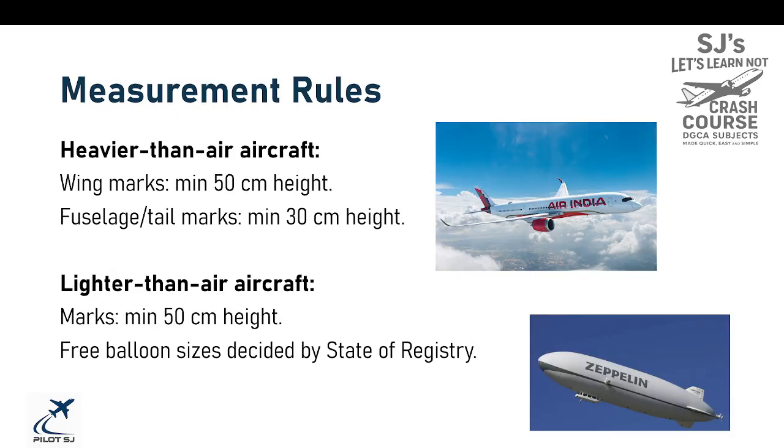Here are a few measurement rules that you must know. Heavier than air aircraft, which you may be flying. Wing marks minimum 50 centimeters. Fuselage or tail marks minimum 30 centimeters in height. And for lighter than air aircraft, such as the Zeppelin blimp that you can see here, marks must be minimum 50 centimeters height, and free balloon sizes are decided by the state of registry.